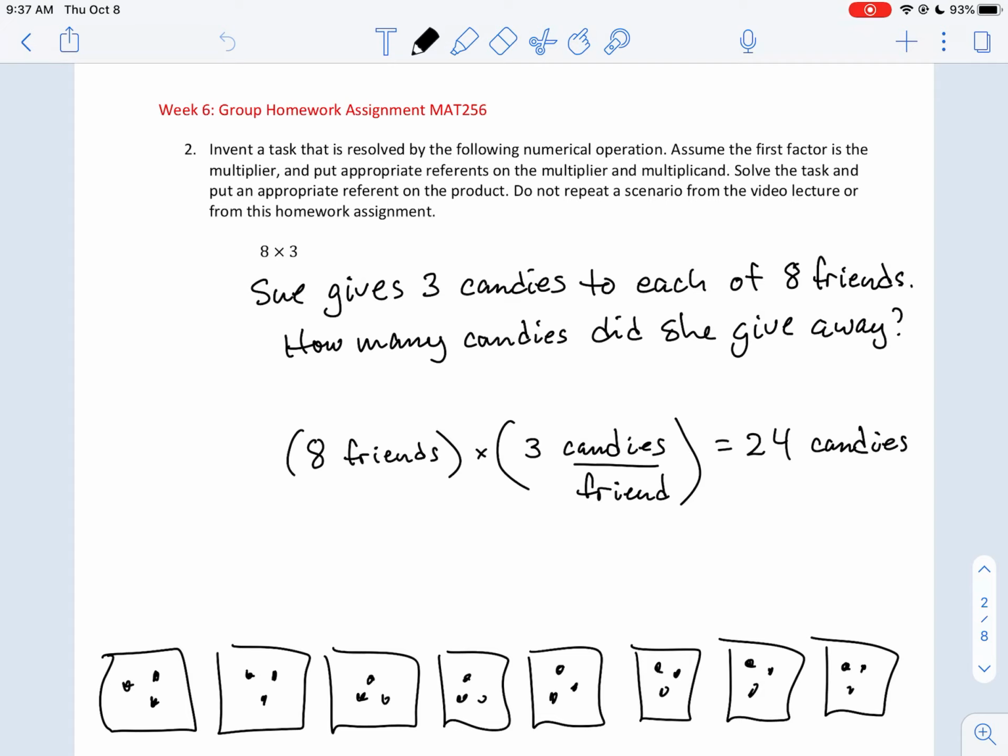I am assuming that the 8 needs to be the multiplier. So this would not have worked if I had said, Sue gives 8 candies to 3 friends. How many candies did she give away? Because then it would have been 3 friends times 8 candies per friend, and 3 would have been the multiplier. So I had to have the 3 be the amount of candies per friend, and the 8 be the number of friends, which is an example of what it means to have an amount of copies. Each friend is a copy.